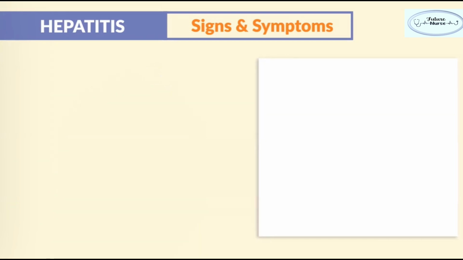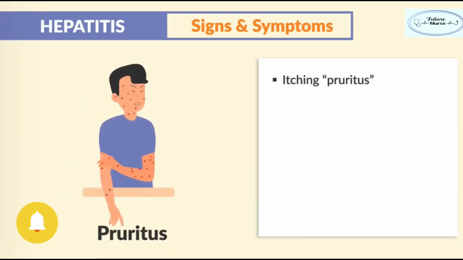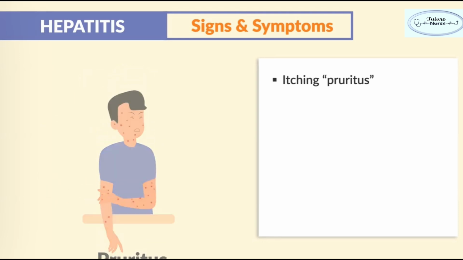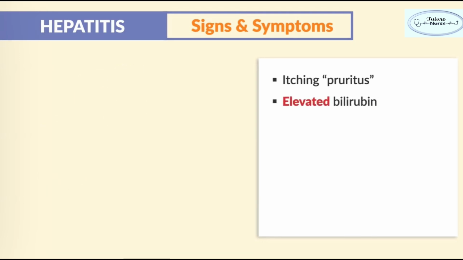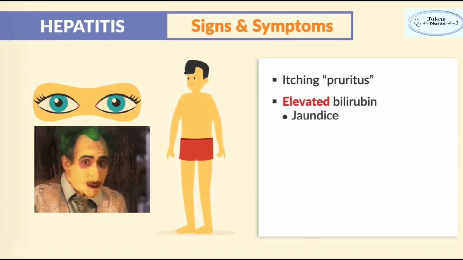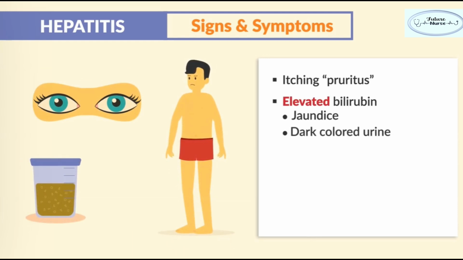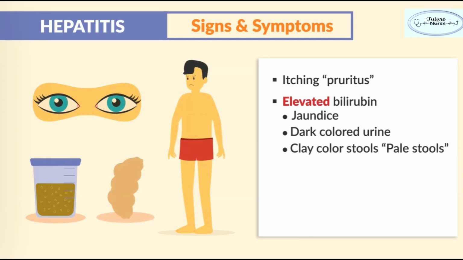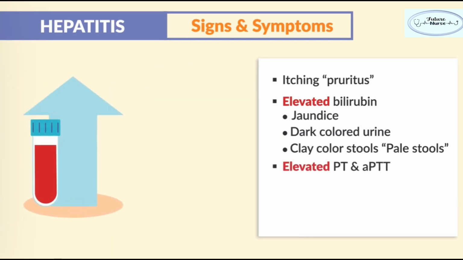Now, normal for any liver disease, we see common signs like itching, also called pruritus, from bile salts that build up under the skin. We get that elevated bilirubin, as mentioned before, so we'll see jaundice, basically that yellowing of the skin and the eyes. We'll also have dark-colored urine, as well as clay-colored stools, typically described as pale stools, from all that bilirubin spilling over into the bowels. We'll also see elevated PT and APTT.